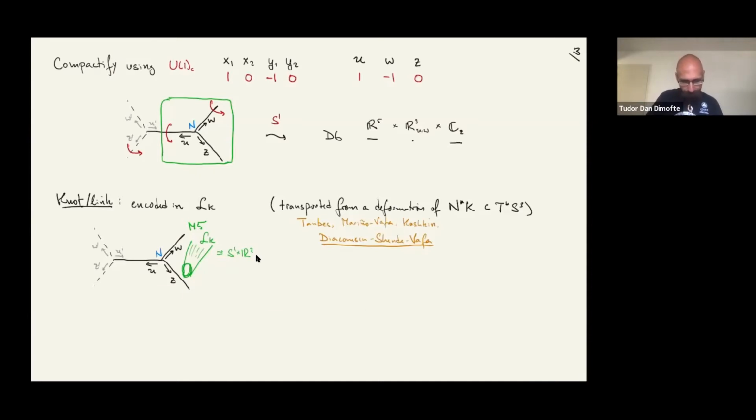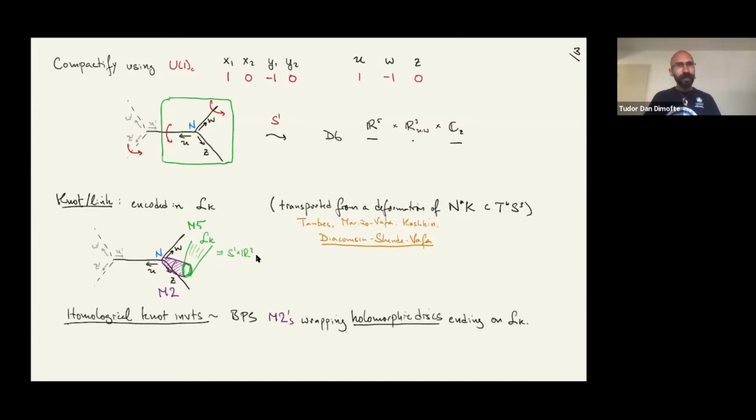And the things that give you knot homology are M2 branes. So in knot homology, one is looking at BPS states of M2 holomorphic disks that end on the S1 in this knot Lagrangian. That is most of the story. However, for triply graded homology for HOMFLY, one needs an additional grading, an A degree.